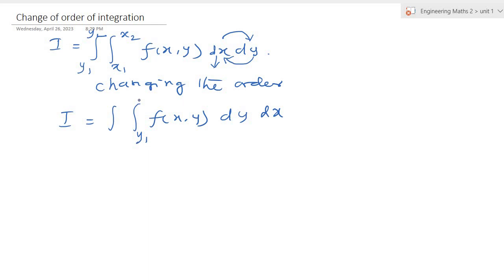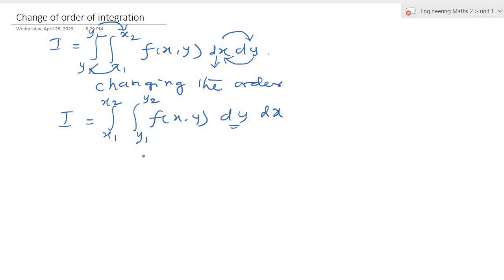That means y1 to y2 with respect to y, and then here x1 to x2. So when you interchange the order, you have to interchange the limits also. That is known as change of order of integration.